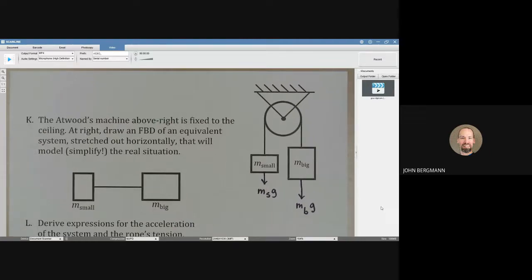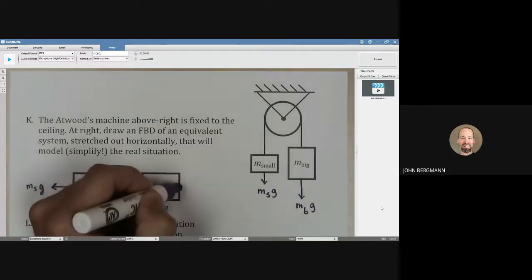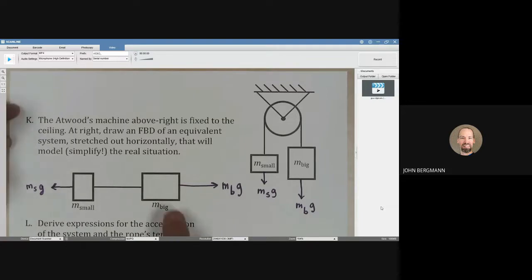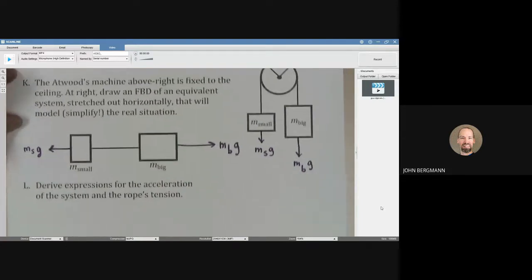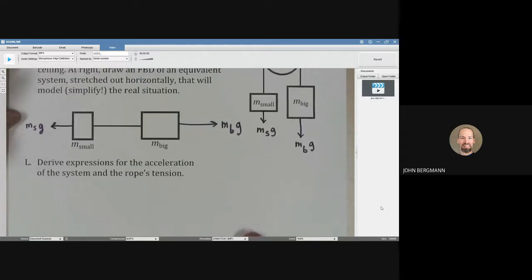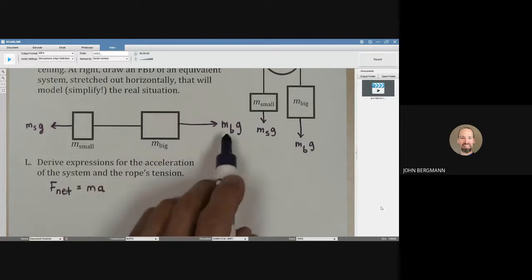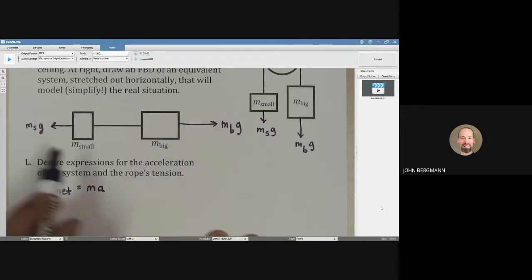So what I'm going to do is stretch that out and say, okay, that's pulling in that direction and that's pulling in that direction. We're taking the real system and simplifying it. We're modeling it in this way, and you'll see why in just a second, because now we can write out Newton's second law: the net force is equal to the mass times the acceleration. The net force on this system is just the bigger mass, mb times g, minus the smaller one.